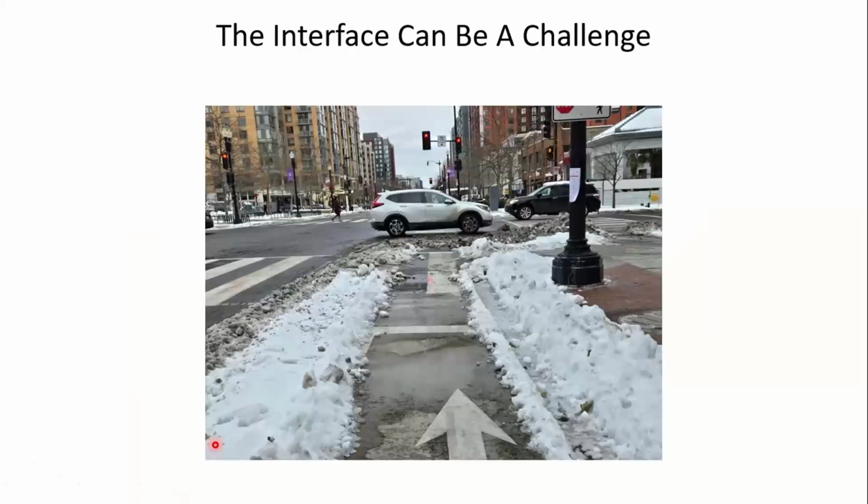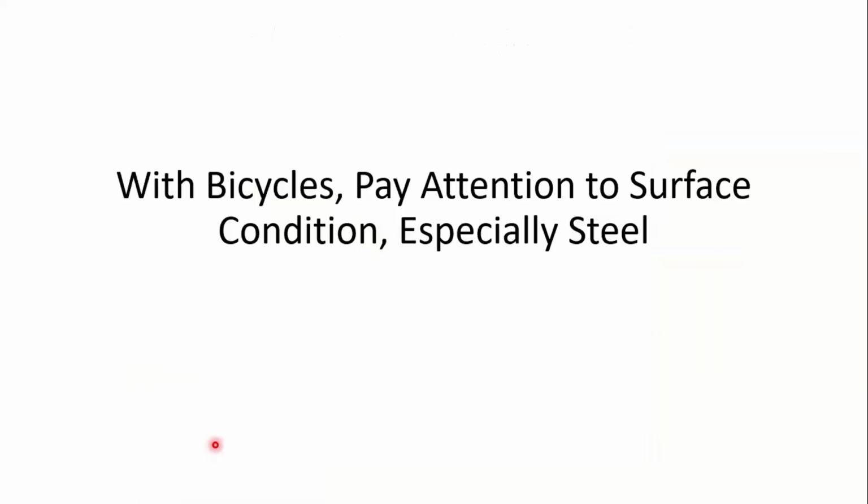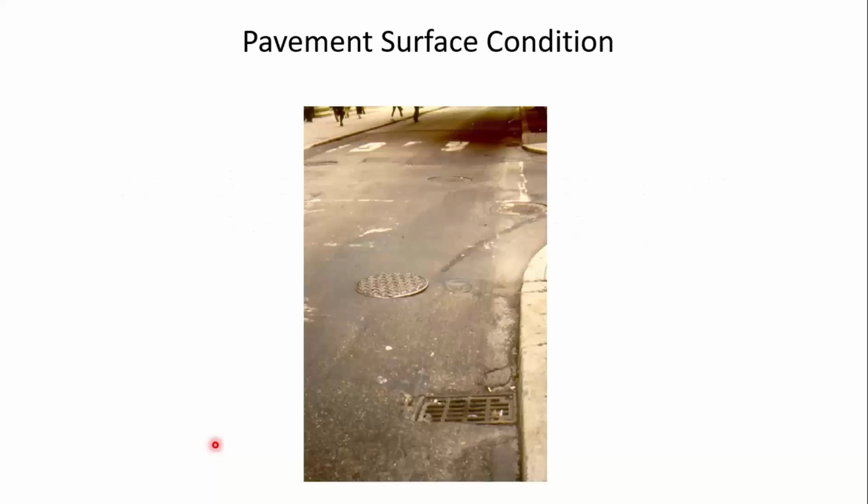Thank you. Let's see, where were we? Well, with bikes, be sure to pay attention to surface condition. I mentioned that, but especially steel. If you think about a typical street situation like you see here, notice we have an inlet grate here. We have manhole covers. If there's construction going on or utility work nearby, there may be steel plates. So there's a lot of steel oftentimes in our roadway environment, and especially wet steel is very slippery and can be an issue for bicyclists.